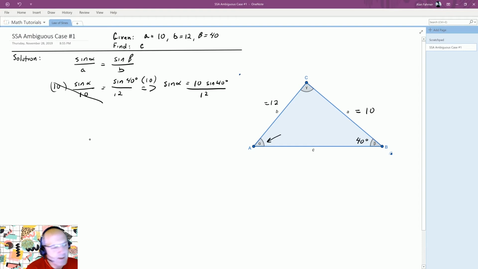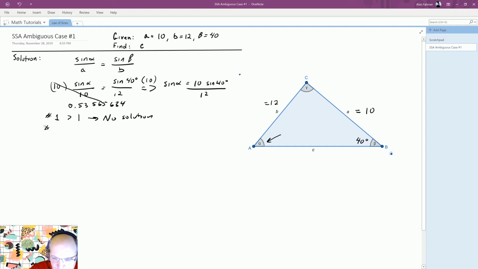So basically what we end up with is something that's approximately 0.535656634. And there are three possibilities when we figure out this sine. Number one is it could be greater than 1. And if that's true, then there is no solution because sine can never be greater than 1.